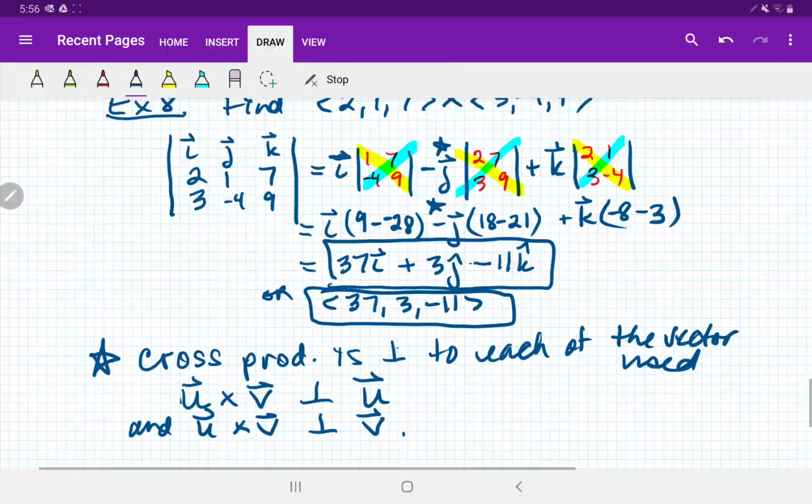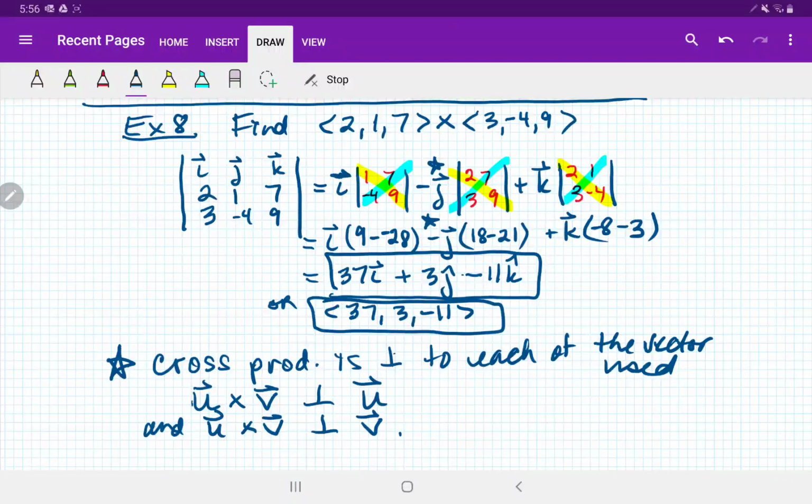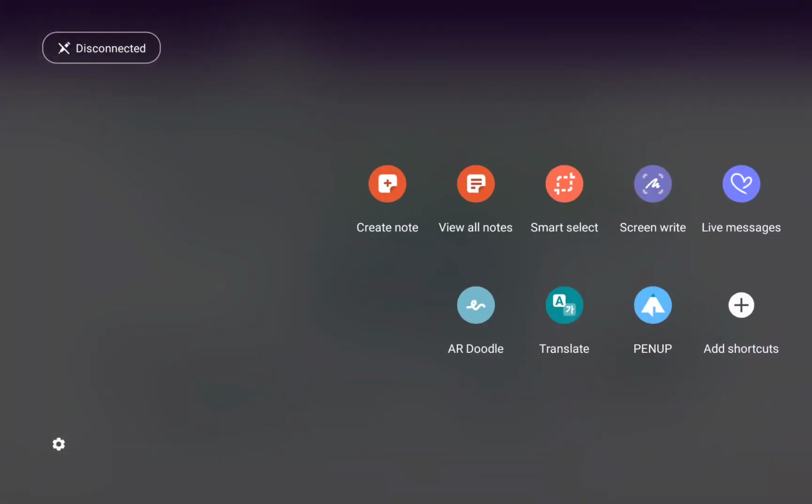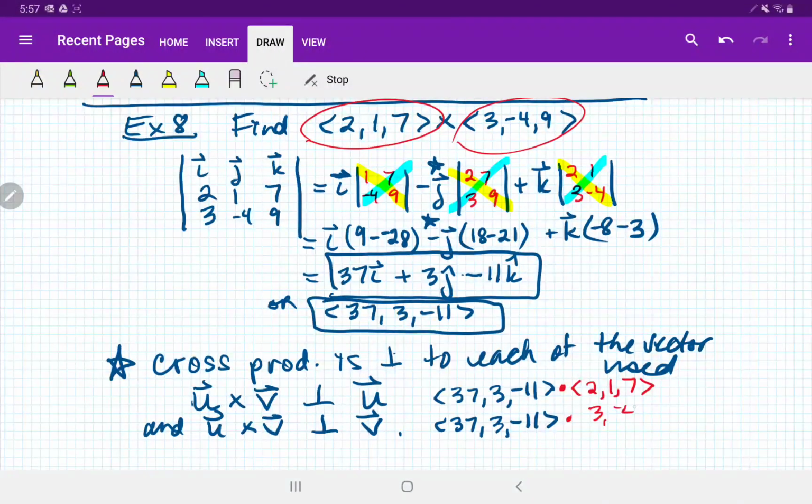So you know how you've noticed that I definitely make errors. So I always check my cross products. Okay, so let me show you what I do. I take my answer, my 37, 3, negative 11, which I'm not sure if it's right because I definitely could have made an error, and maybe we'll find one right now. And I do the dot product by one of the originals. So the dot product, because I'm trying to see if it's perpendicular. Okay, and then I take my answer here again, 37, 3, negative 11, and I dot it with my other one. Okay, so my 3, negative 4, 9.